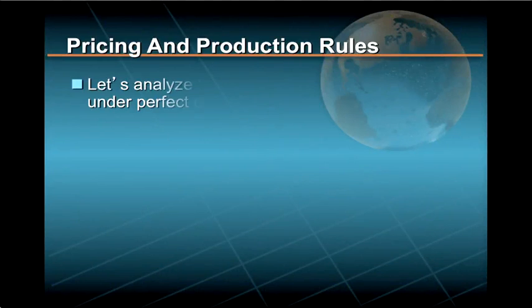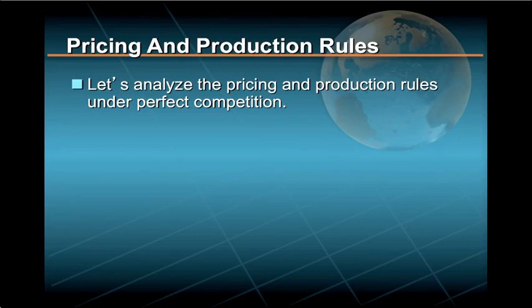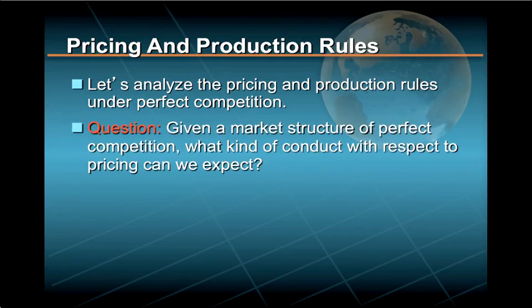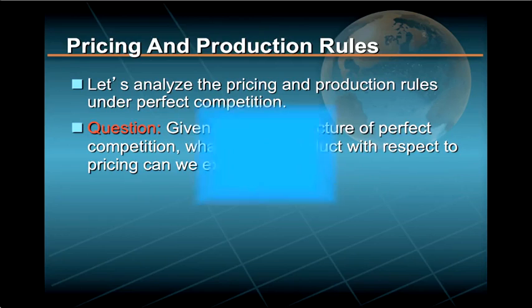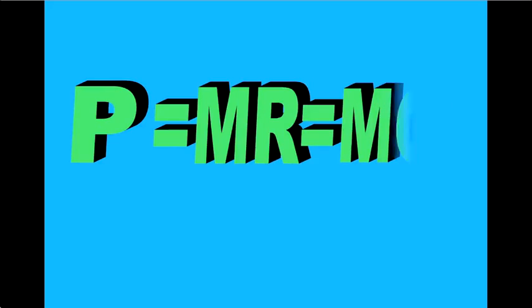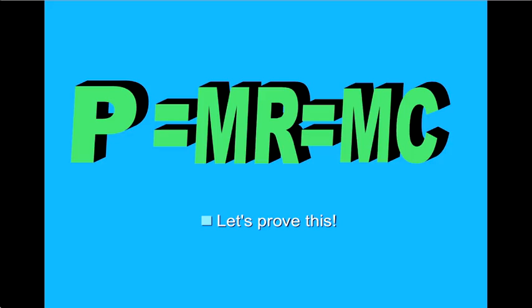Let's move on now to an analysis of the pricing and production rules under perfect competition. And let's start with this question. Given a market structure of perfect competition, what kind of conduct with respect to pricing can we expect? That conduct is captured in this equation. Price equals marginal revenue equals marginal cost. Our task now is to prove this.